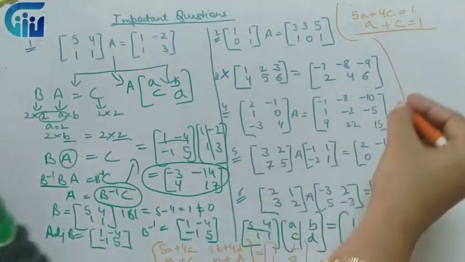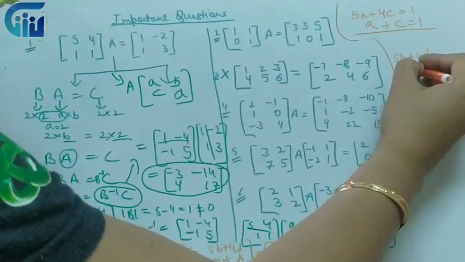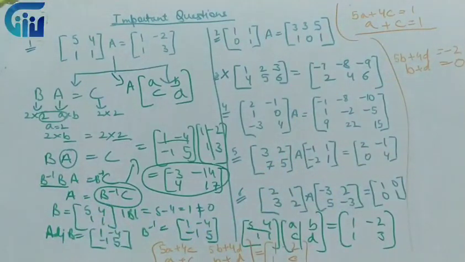And then we will solve. Similarly, I'll solve 5b plus 4d, b plus d is equal to minus 2 and 0, and then we'll apply the elimination method and we'll solve for a and c and b and d. So you can observe yourself whatever method you feel is easy.